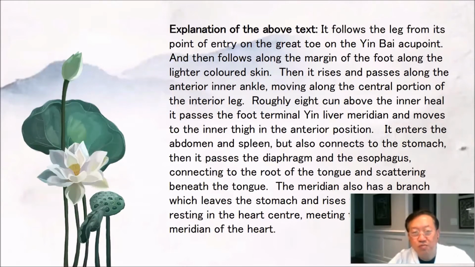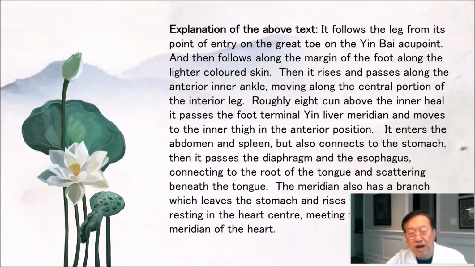Explanation of the above text. It follows the leg from its point of entry on the great toe on the Yin Bai acupoint, and then follows along the margin of the foot, along the lighter colored skin there. Then it rises and passes along the anterior inner ankle, moving along the central portion of the interior leg. Roughly 8 tun above the inner heel, it passes the foot terminal yin liver meridian and moves to the inner thigh in the anterior position.